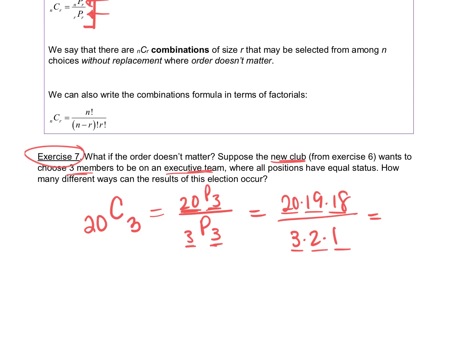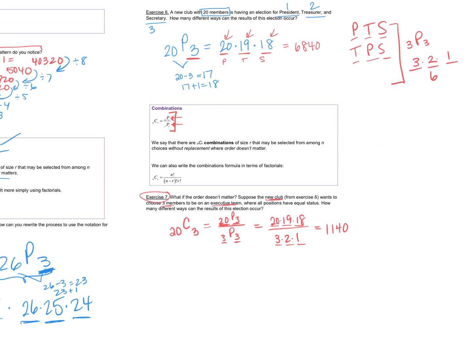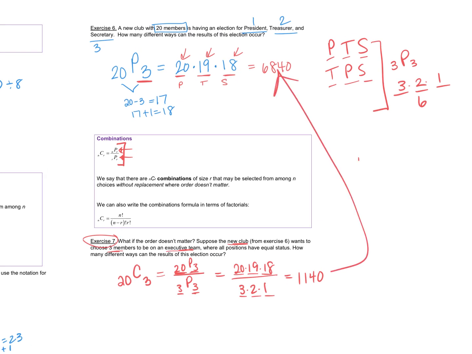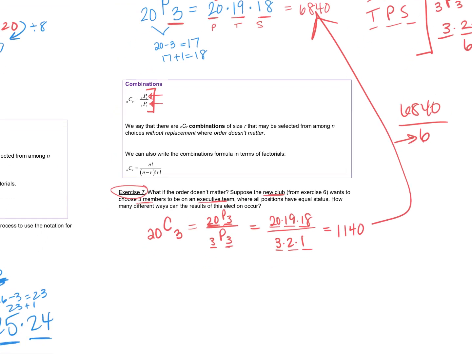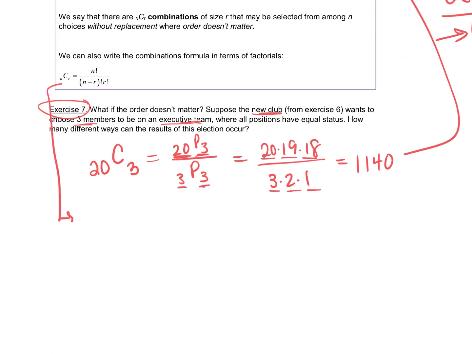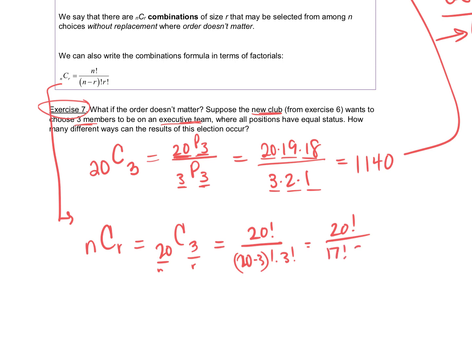And so when you calculate that, you're going to get 1,140, which is really this number, 6,840, divided by the 6, okay? That 6, again, is the number of ways that you could permute or rearrange those 3 people, because, again, order doesn't matter for this because we want to have an executive team. If you fill it out directly using that notation here, then we're saying 20C3, this is our N and our R. So we're going to write 20 factorial over N minus R, so that would be 20 minus 3 times R factorial, so 3 factorial. So we're looking at 20 factorial over 17 factorial times 3 factorial.